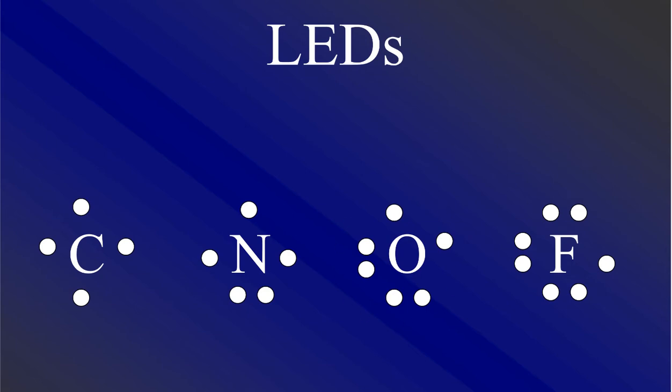Oxygen has 6. It wants 2 more, so it's going to form 2 bonds with other compounds. Group 17 elements like fluorine want 1 more. So typically fluorine is going to form one bond.